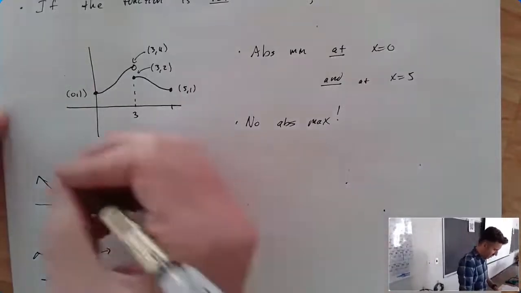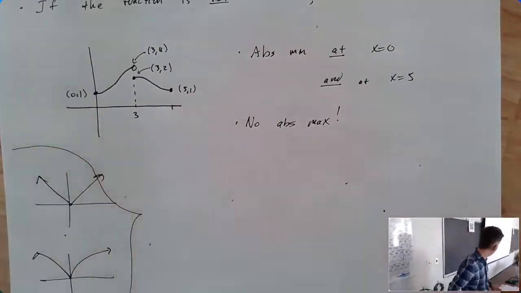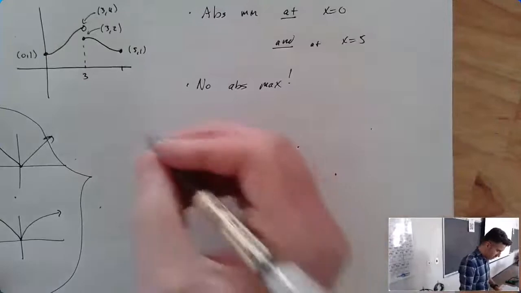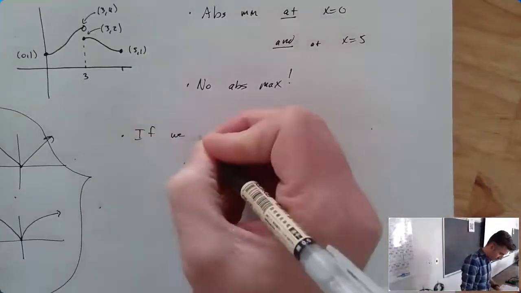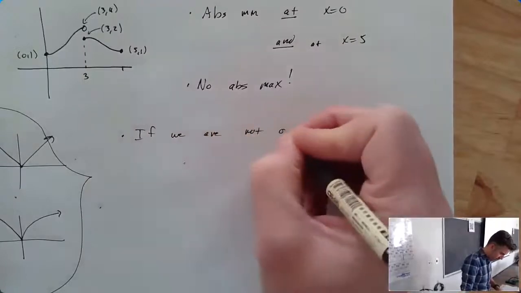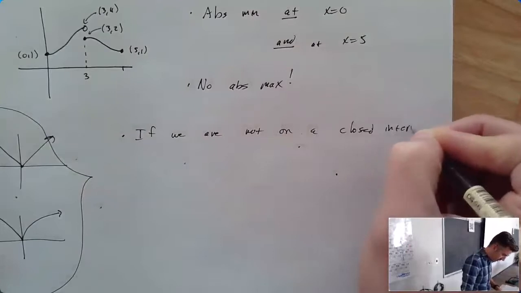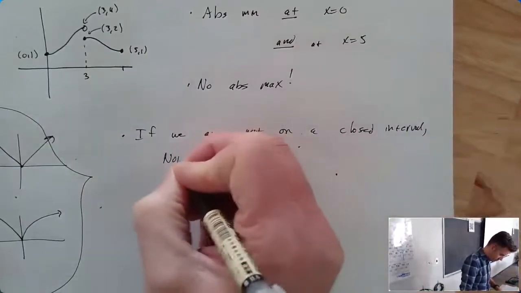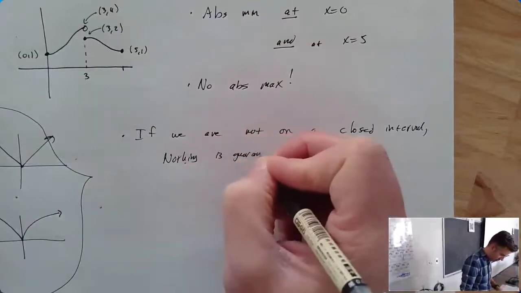But just to go along with that theme, there's something I want to make sure is extra clear to everybody. It's also true if the function is on an open interval. So if we are not on a closed interval, again, nothing is guaranteed. You might not get an absolute maximum or an absolute minimum.